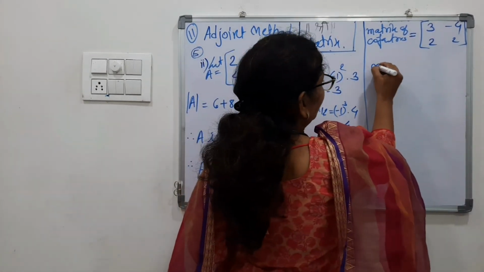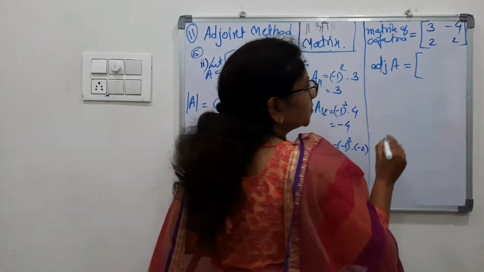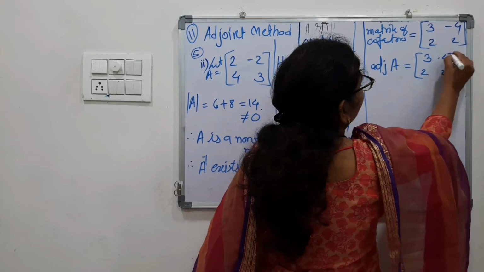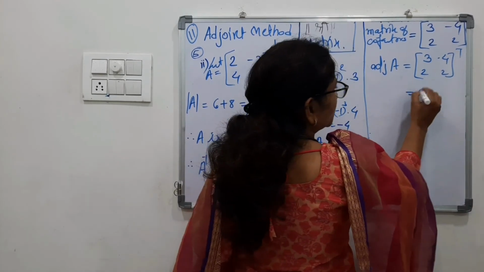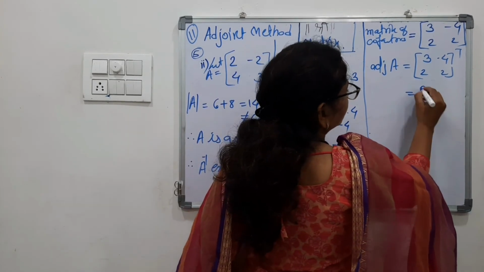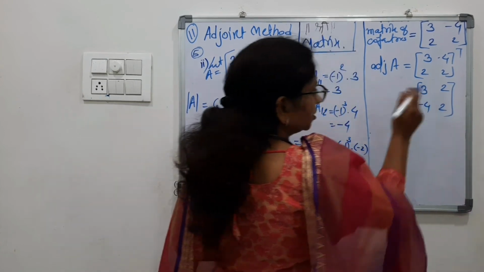So what is adjoint of A? Is nothing but the transpose of matrix of cofactors. So what is transpose? Row becomes column and this row second column. Okay, so this is your adjoint.